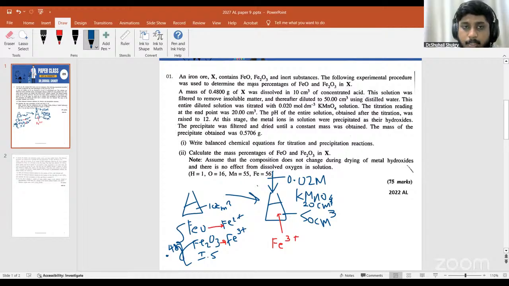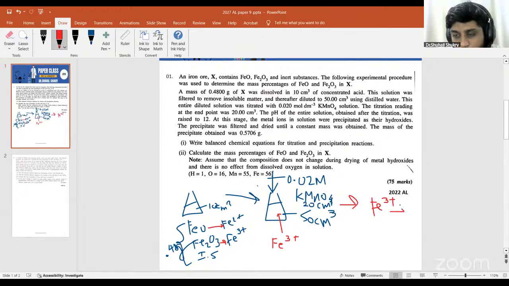After the titration, what will happen? This Fe2+ can go to Fe3+, right? Okay, after the titration, whatever the Fe2+ here can go to Fe3+.